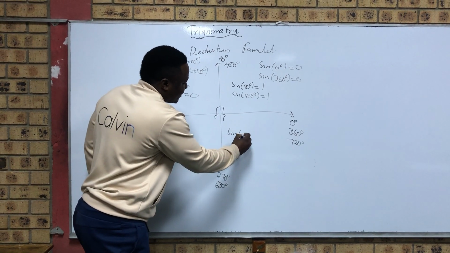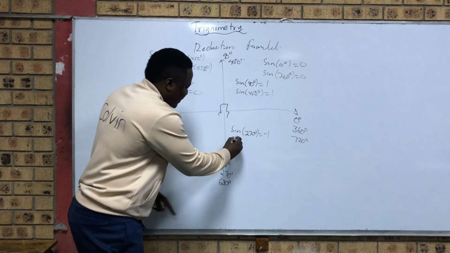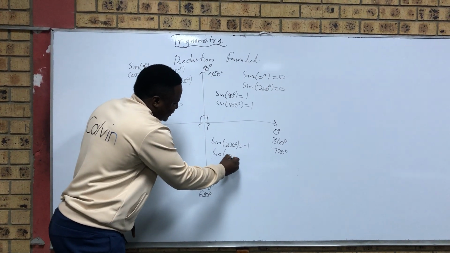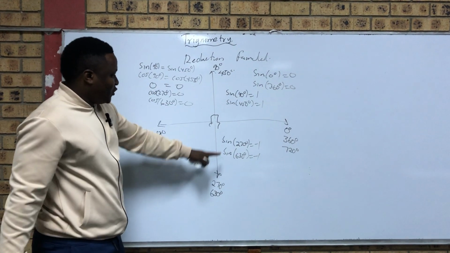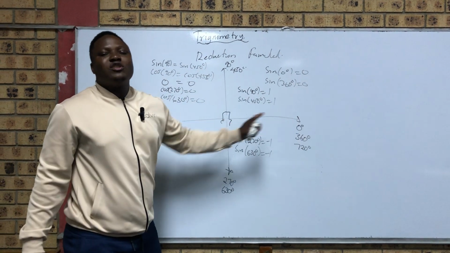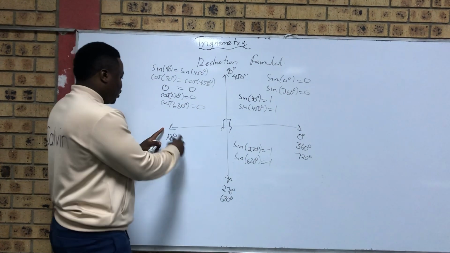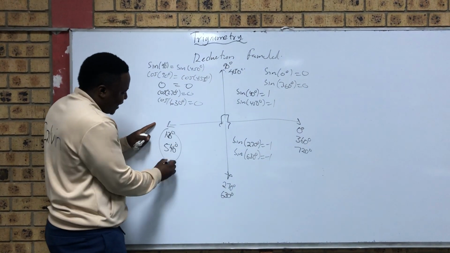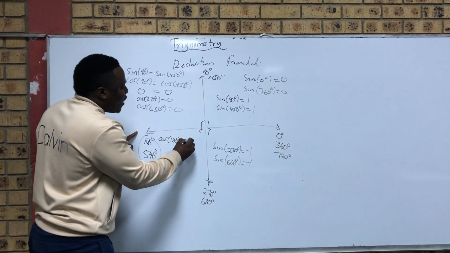Sine of 270 degrees is negative 1. Then sine of 630 degrees is negative 1. So you see negative 1 and 1. When it comes to the horizontal, cos works like sine. So cos of every angle that is going to be here, let's say 180, is going to be negative 1.